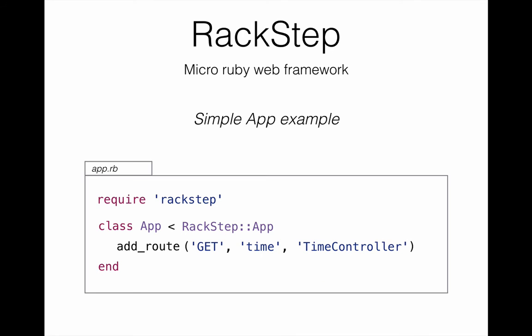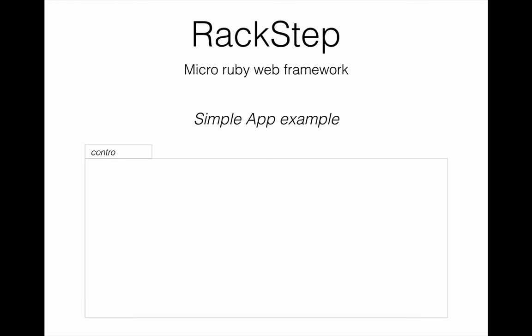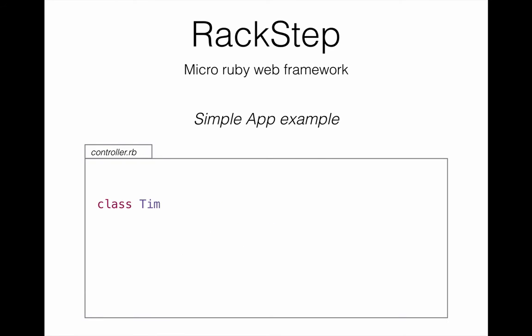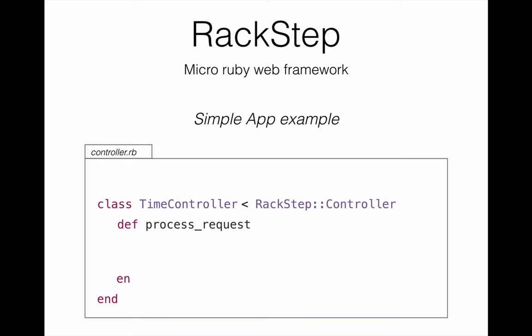Let's now create a file called controller and define the TimeController class. Every controller must extend the RackStep controller class. Let's also define the processRequest method. This method will be invoked automatically by RackStep, and this is where your business logic should be implemented. Since we want to return a JSON with the current time, the easier way to do so is to create a hash object with that information.